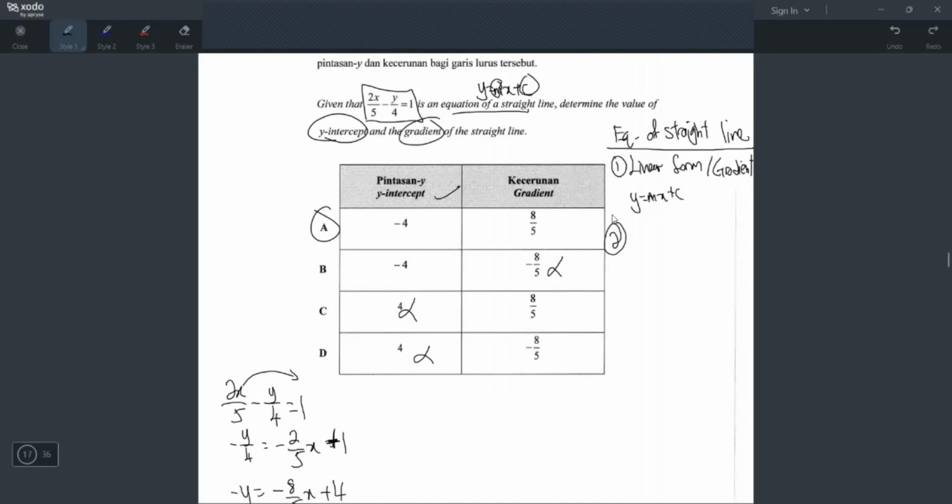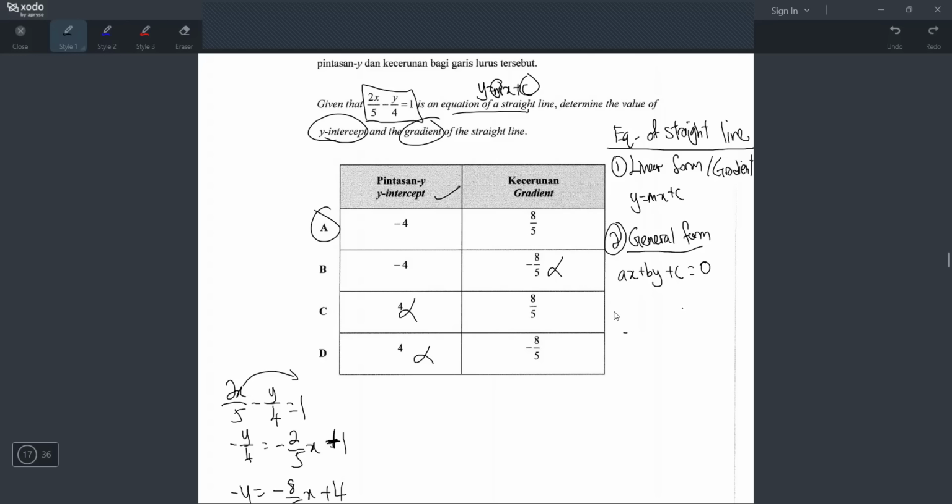But there's another form, we call it general form. General form is bentuk am. It's when your equation is like this, ax plus by plus c equals 0. Because general form must be equal to 0, right? And sometimes if your equation has a power of 2, then it has to be like ax squared plus bx plus c, okay? But yeah, that's not important. Just make sure general form is always everything on one side equals 0. Okay?